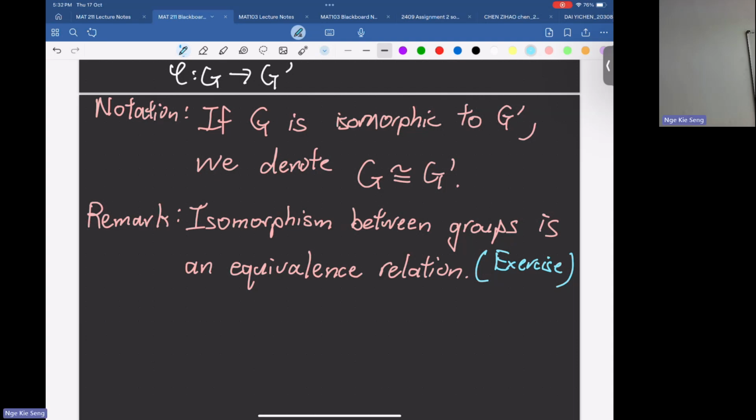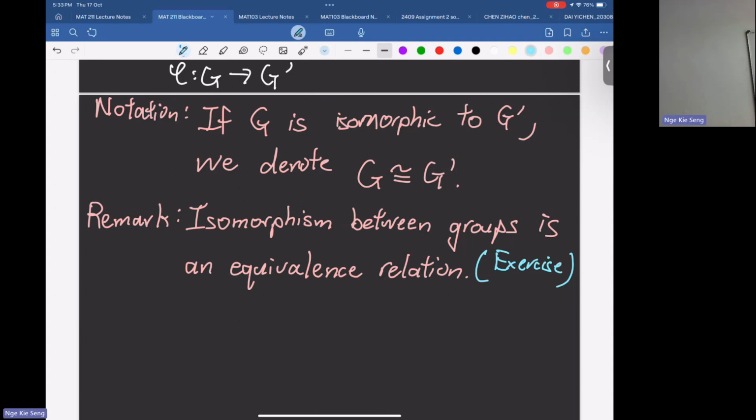You just take the inverse, and I just proved that the inverse is still an isomorphism. Okay. Transitive: if G is isomorphic to G prime, and G prime is isomorphic to G double prime, is G isomorphic to G double prime? Why? You just compose the two isomorphisms together. So in turn, you need to prove that the composite of isomorphisms is still an isomorphism.